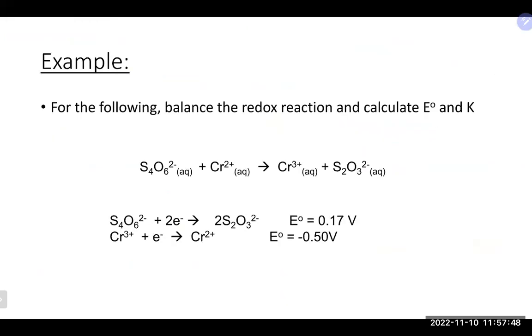All right, let's try another one here. For the following, balance the redox reaction and calculate the E and K. By balancing, I mean just basic balancing. You don't have to add waters or anything like that. Just add some electrons if you need, all that kind of stuff.